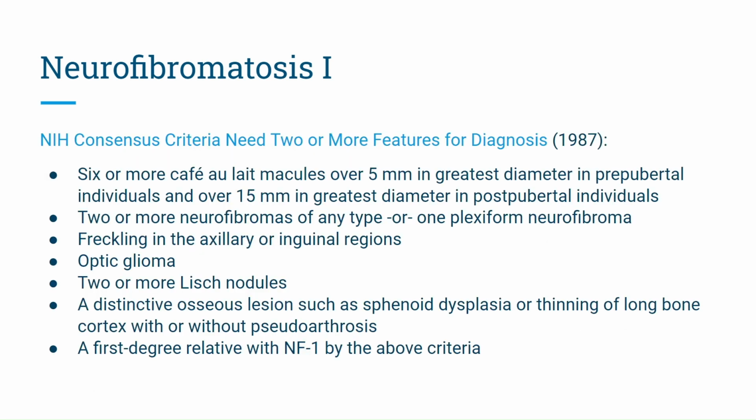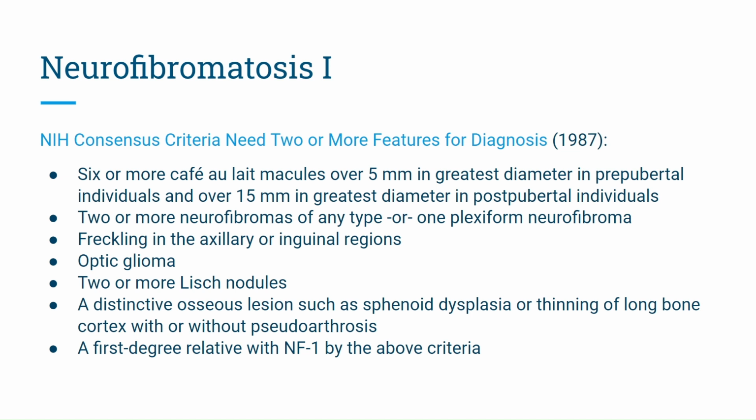For diagnosis, the NIH consensus criteria in 1987 has the following that can help you diagnose NF type 1, and that's 6 or more cafe au lait spots over 5 millimeters in diameter, especially in prepubertal individuals, and over 15 millimeters in the greatest diameter in postpubertal individuals.